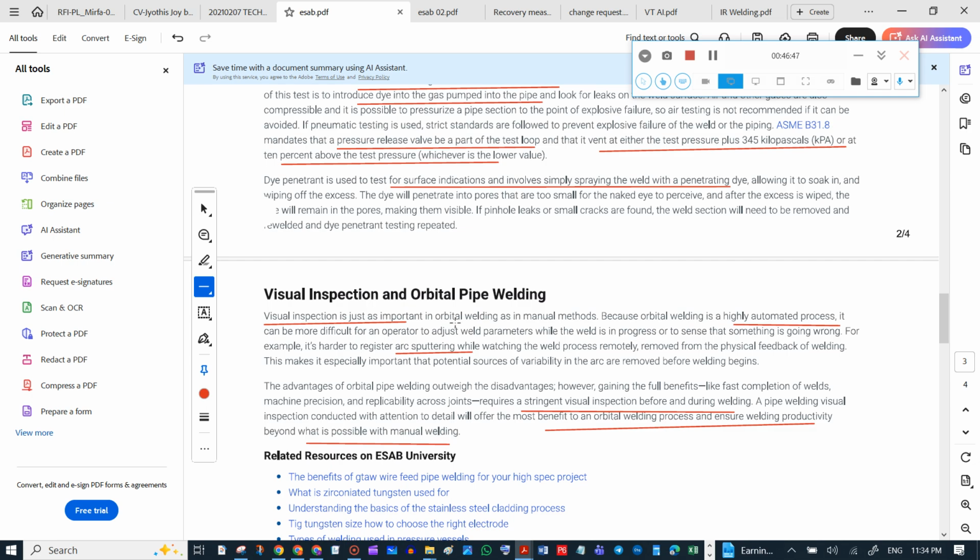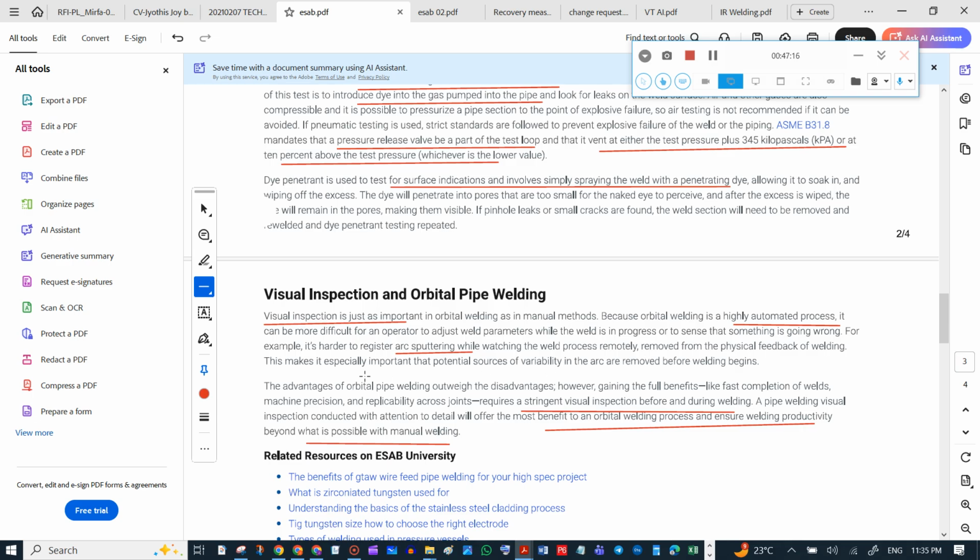Now this is orbital welding. Here the pipe is moving and the welding electrodes are still. So it is a highly automated process. It can be more difficult for an operator to adjust the weld parameters while the weld is in process or to sense that something is wrong.